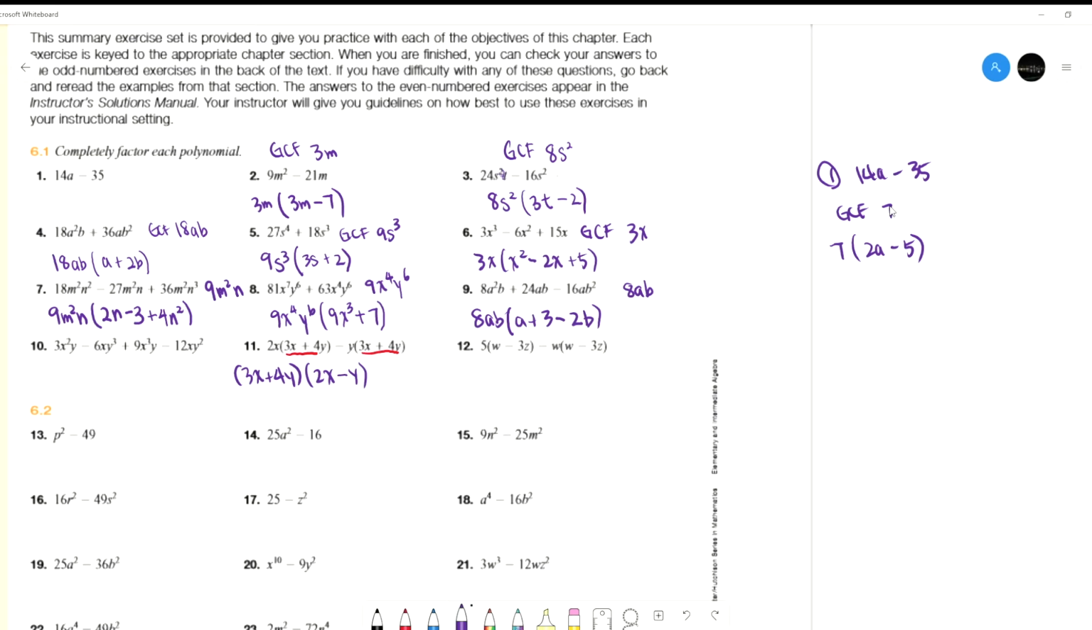Same with number 12. We have the common binomial factor of w minus 3z in both groups, right? So we factor out as a group. Make sure you write the parentheses, otherwise you are writing it incorrectly and it becomes a different problem. Alright, so we have in our first term, we cancel out w minus 3z, we have 5. And the second term, we just have this minus w.